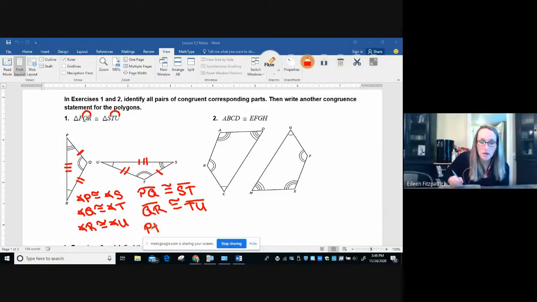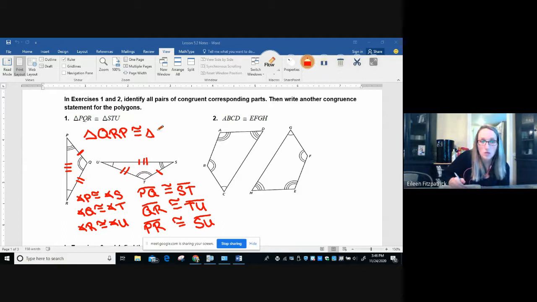So PR is congruent to SU. All right, when you name the triangles, you want to name them so that corresponding pieces match up like they were named in the first one. So if I change the order of the letters of the triangle, let's say, for instance, I call this triangle QRP, then I need to change the order of the letters in the next triangle so that they still match.